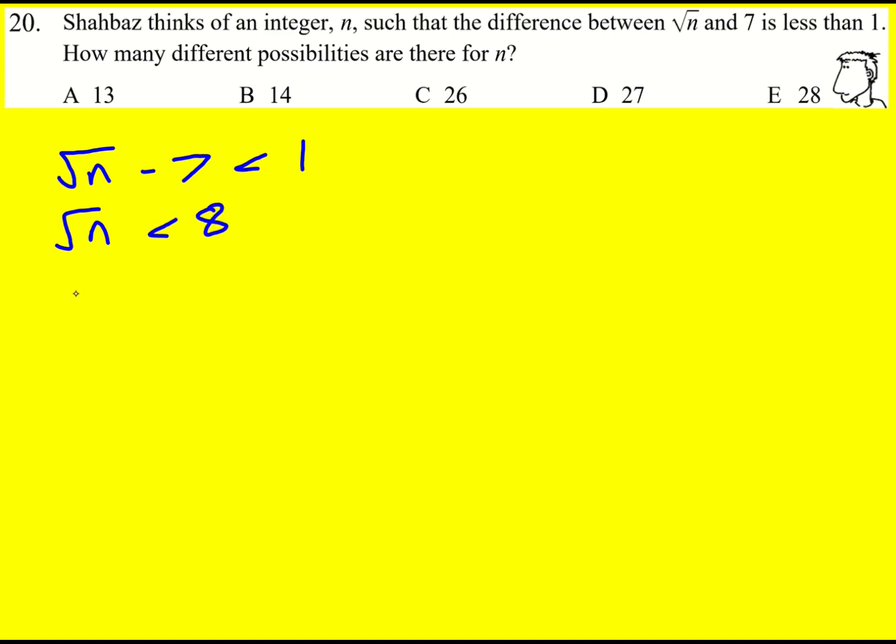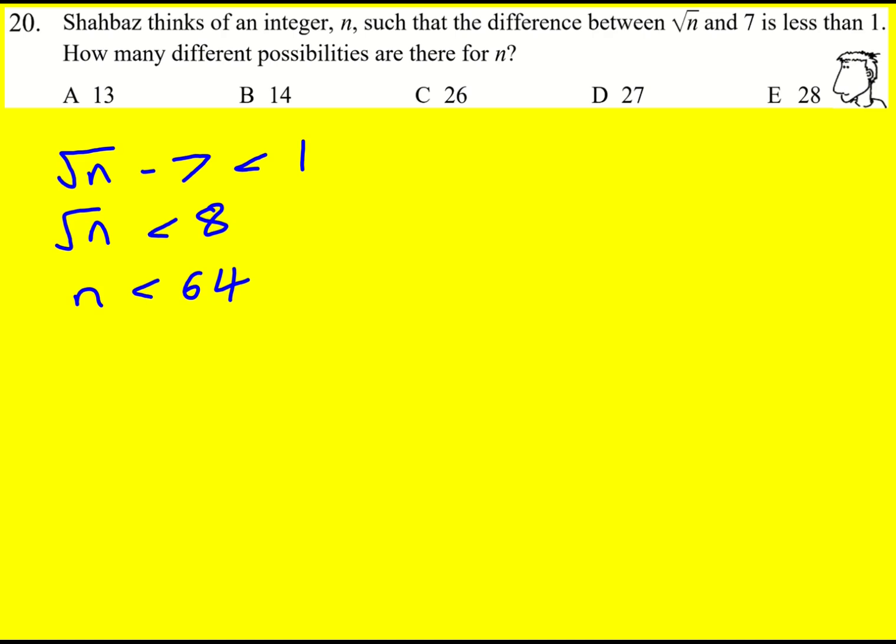And we can actually square this. You've got to be careful squaring inequalities. You can't always do it if you have negatives involved, but here we're okay because root n is going to be positive. n is going to be less than 64. If it was equal to 64, then we'd get 8 as root n, and then the difference would be exactly equal to 1. But if it was 63, then we'll be okay.